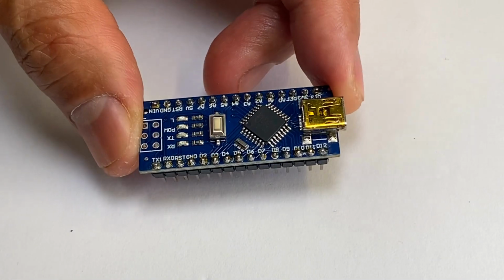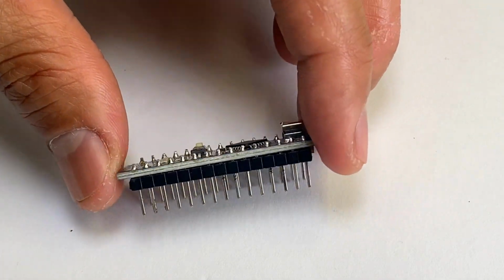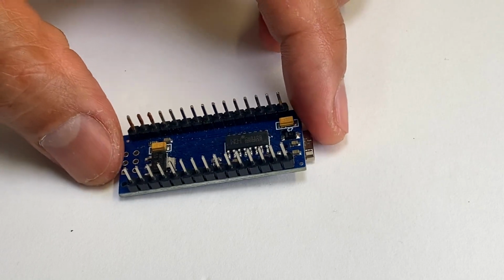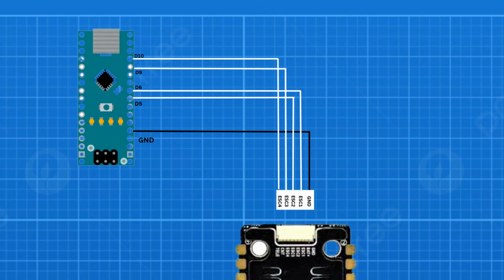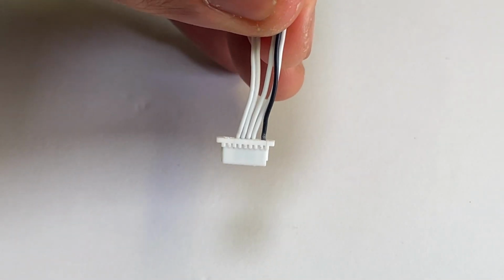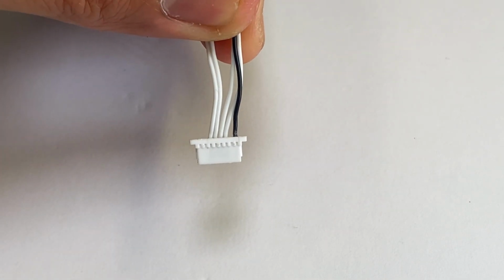For this build, we will be using an Arduino Nano. We will be using pins D5, D6, D9, D10, and ground for our signals. Here is the wiring illustration. Also, we'll be using the connector that came with the speed controller.